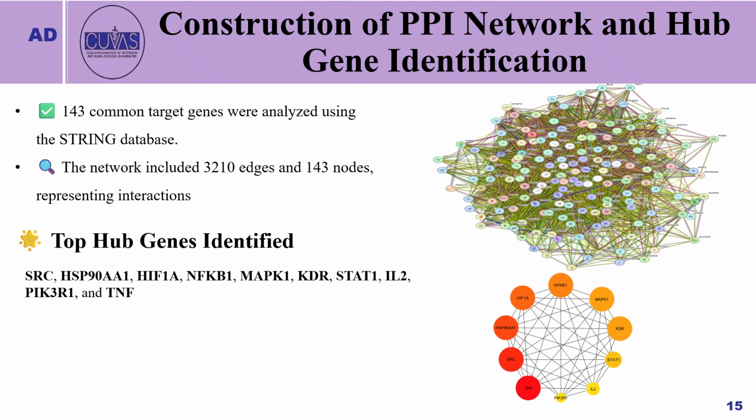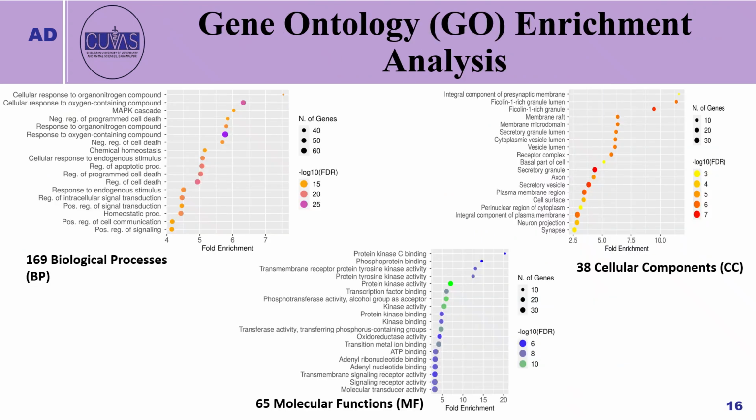Then we constructed a PPI network, protein-protein interaction, and among the genes, they have very good interactions. It shows that they can modulate pharmacological actions. After that, we found some hub genes from Cytoscape, and these are the top hub genes. Hub genes are those genes which play a significant role in the development or communication of any pharmacological action.